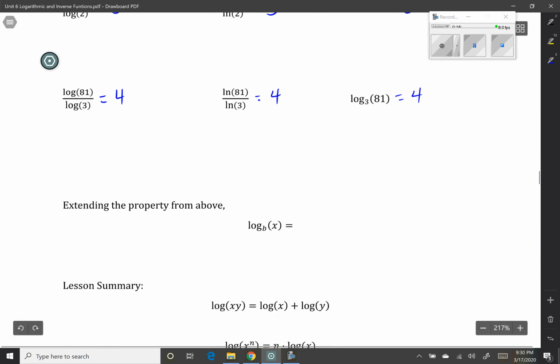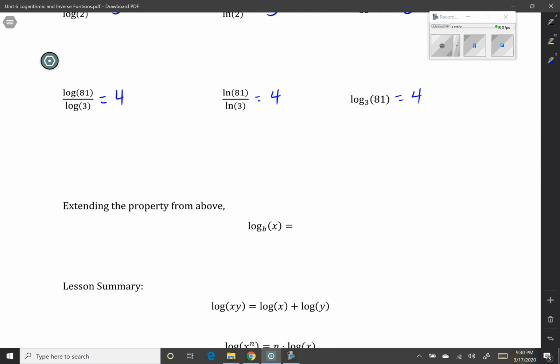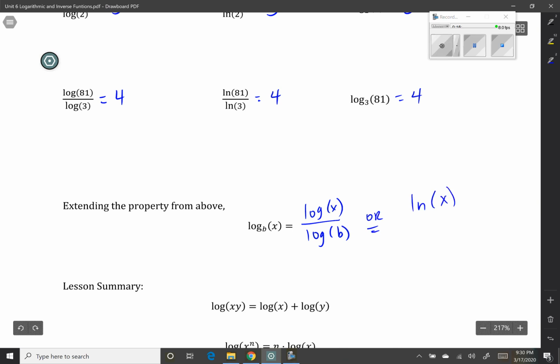So let's extend our property above. This property that we're seeing, this helps the older calculator people evaluate logs, is any logarithm of any base can be evaluated by the common log of what you're evaluating divided by the common log of the base, or the natural log of what you're evaluating divided by the natural log of the base.